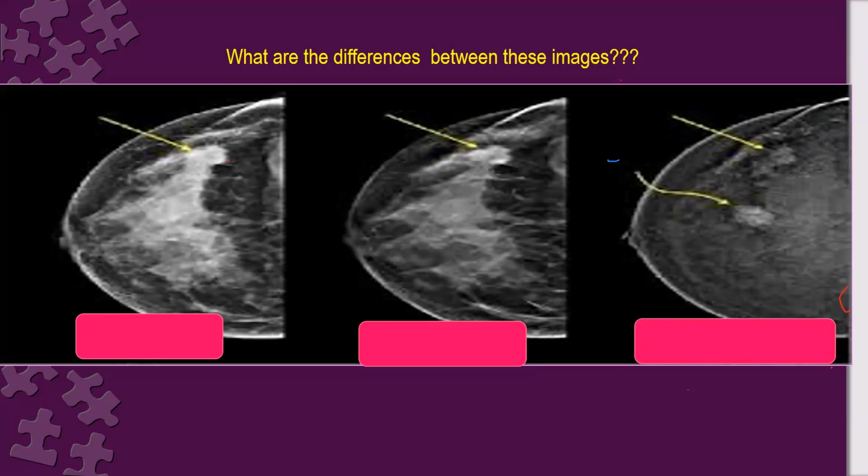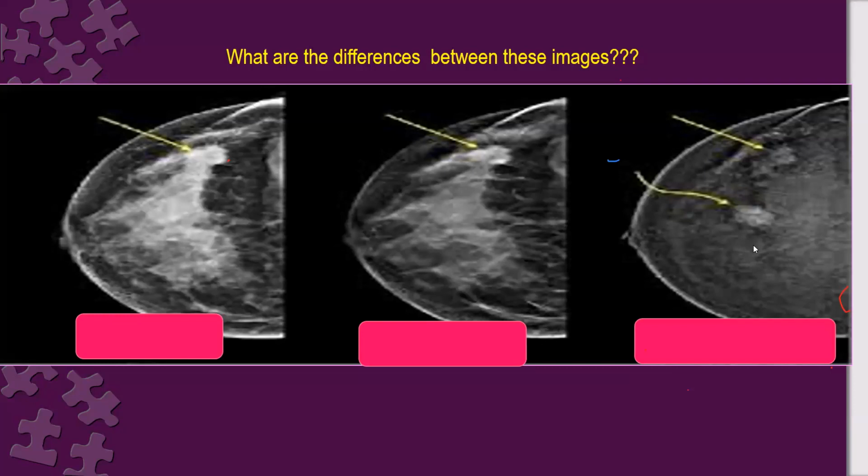And the image on the left, what is the difference between this and this type? Here in the last image, the lesion is more well demarcated, but the tissue characterization is less. What about the resolution? The resolution is less than the other one.